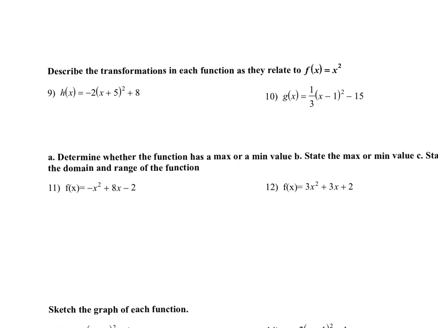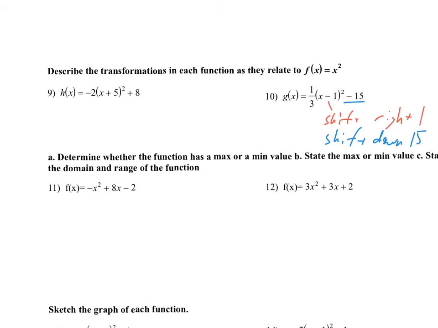All right, next up we're going to describe the transformations here. So this would be a shift, and this would be right 1, because it's the opposite of what you would think in there. This would be a shift down 15, excuse me. So yeah, any number adding or subtracting out back is up or down.